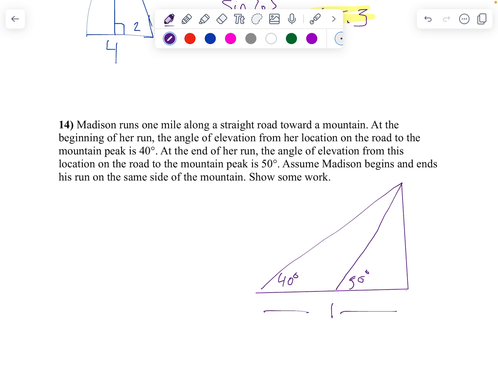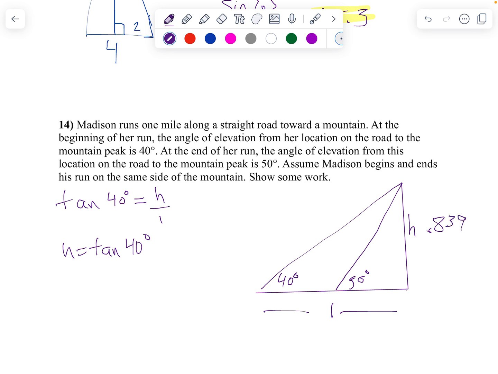So let's do that. So what I'm going to do is I'm going to start here with my angle of elevation of 40 degrees, opposite adjacent. So we're going to say the tangent of 40 degrees equals h over 1. Or h is the tangent of 40 degrees, and that will be in miles. So we're going to say tan 40, and that's about 0.839.